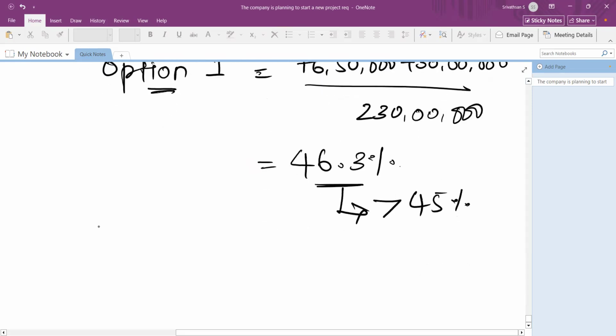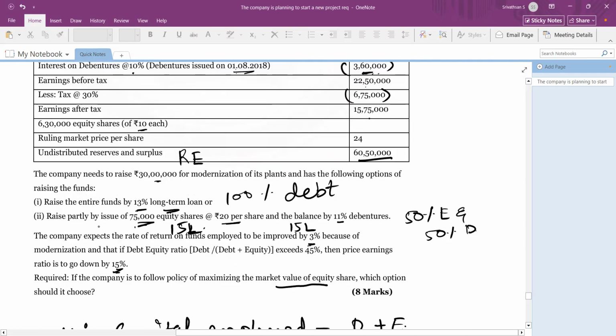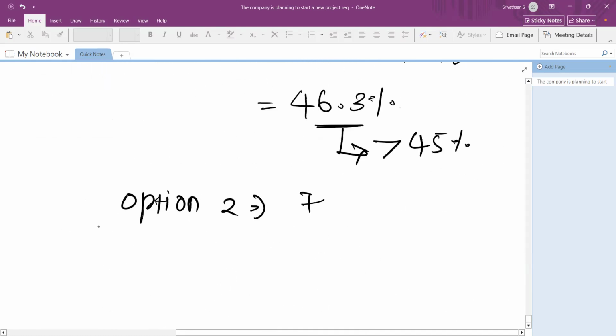Now let's calculate the debt to equity ratio under option 2. Under option 2, what we are doing is raising 15 lakh in the form of debt and another 15 lakh in the form of equity shares. So what is the existing amount of debt? The existing amount of debt is 76 lakh 50,000. On top of that, we are raising an additional debt capital of 15 lakhs.